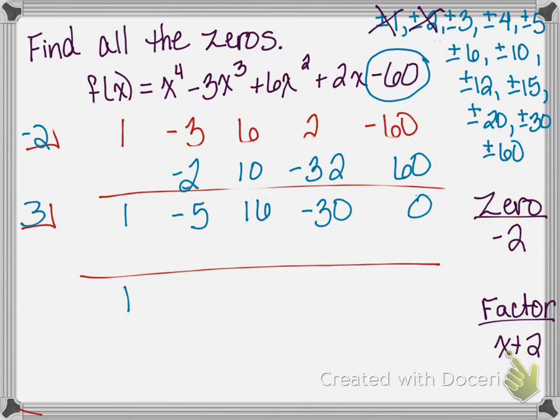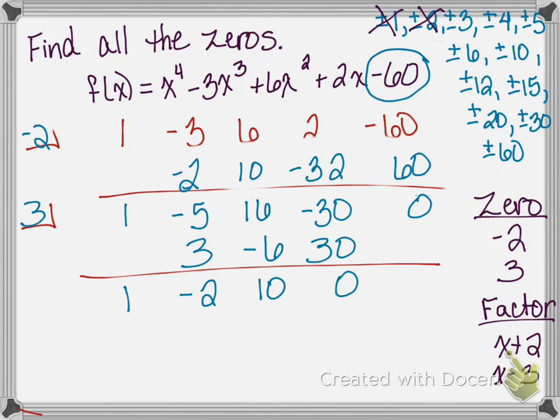I bring down my 1. 3 times 1 is 3. -5 and 3 is -2. 3 times -2 is -6. 16 and -6 is 10. 3 times 10 is 30. Did it work? Yes. So I have a +3 as a 0. What's my factor? If +3 is my 0, what's my factor? Good. X minus 3.